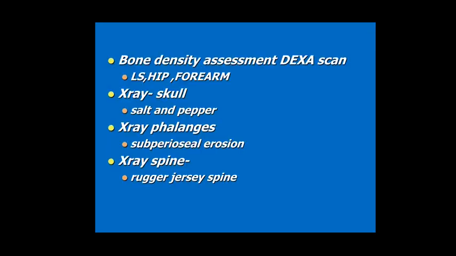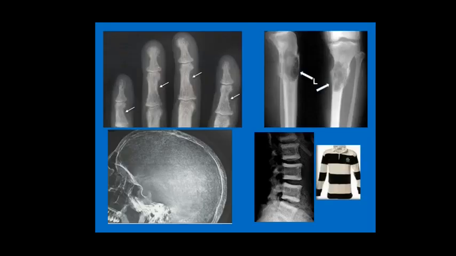Other investigations include assessment of the bones. So we have the DEXA scan to assess the bone density. The DEXA scan involves evaluation of the lumbosacrum, the hip and the forearm. Similarly, X-ray of the skull will reveal the salt and pepper appearance. X-ray of the phalanges or hand will reveal the subperiosteal erosion of the middle phalanx. X-ray of the spine will show the rugger-jersey spine. You can see the subperiosteal erosion, the cystic bony swellings, salt and pepper appearance, and the rugger-jersey appearance.